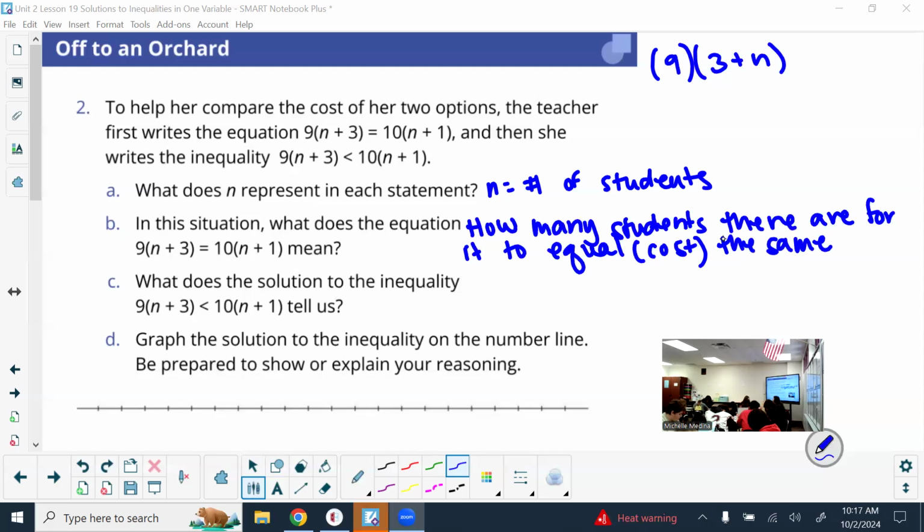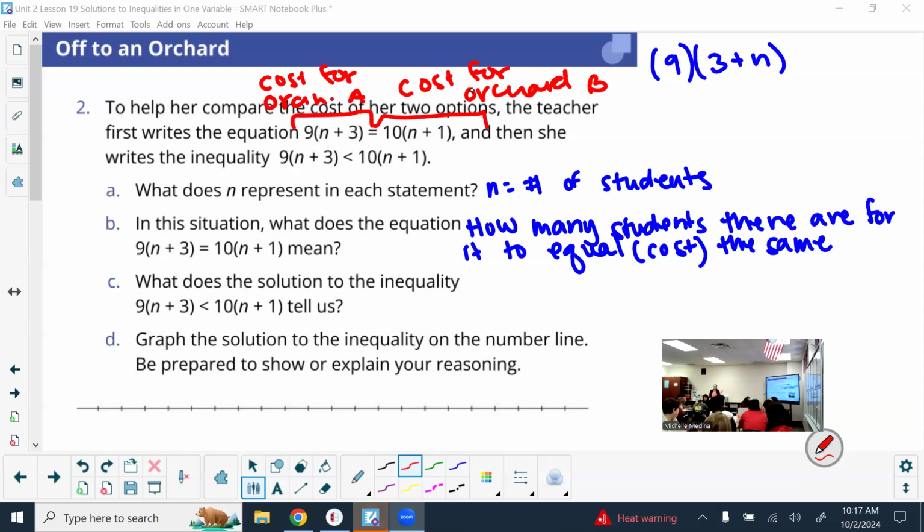But remember, if we were to solve it, we'd get n equals a certain number. That number is still number of students, but it would just be when they're equal to each other, the cost for each orchard, right? So individually, this was cost for orchard A. I'm going to abbreviate it. For this one, it was cost for orchard B. So when they're equal to each other, I'm figuring out that they cost the same when there are this many students. We wouldn't know until we solved it. Okay, so that's what we're figuring out when it's an equation. There's probably just one answer for that.